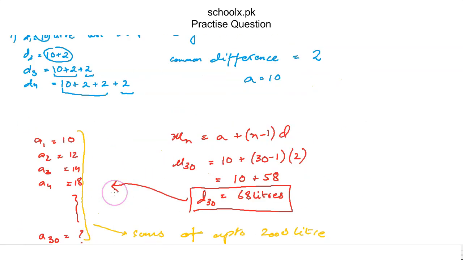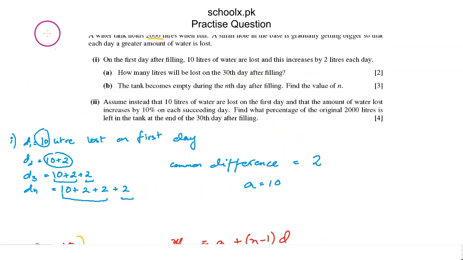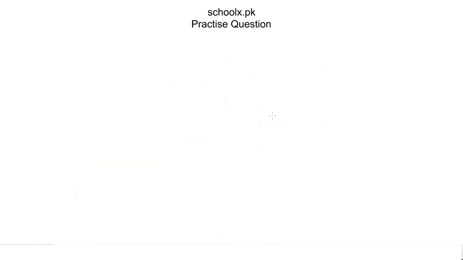Alright, now the second part, it says assume that 10 liters of water are lost in the first day and that the amount of water lost increases by 10% on each succeeding day. By 10%. The water loss is increased by 10% on each succeeding day. Find what percentage of the original 2000 liters is left in the tank at the end of the 30th day after filling. Alright, so first of all, let's make up a pattern.